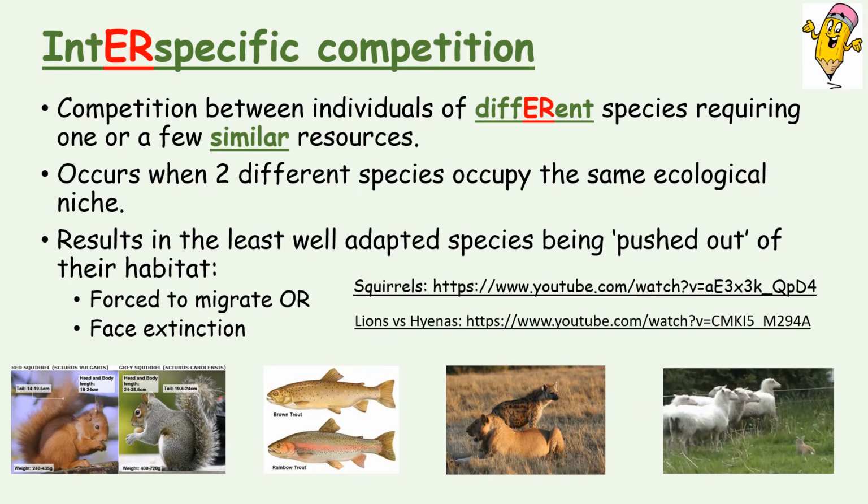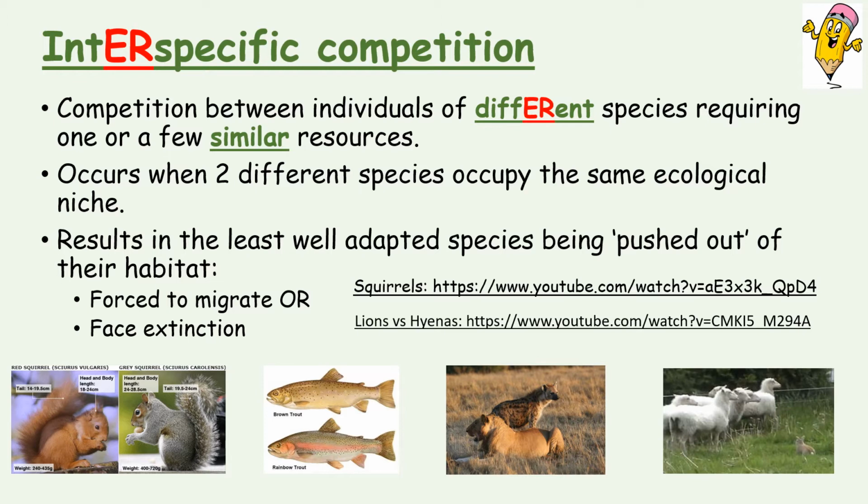There are two types of competition that you need to know about, which are intraspecific competition and interspecific competition. So you need to know the definitions of both and be able to identify each of the different competitions. So we're going to first look at interspecific competition. So interspecific competition is a competition between individuals of different species requiring one or a few similar resources. They don't need exactly the same thing. So for example, a hyena and a lion competing. This occurs when two different species occupy the same ecological niche. This causes the least well-adapted species being pushed out of their habitat, so they are forced to migrate or they are forced to face extinction. Migration just means that they're forced to move.